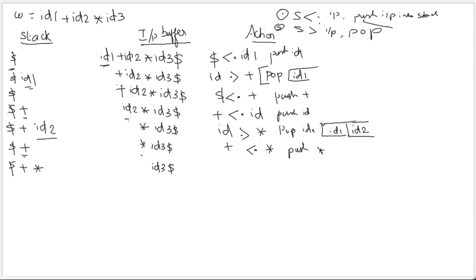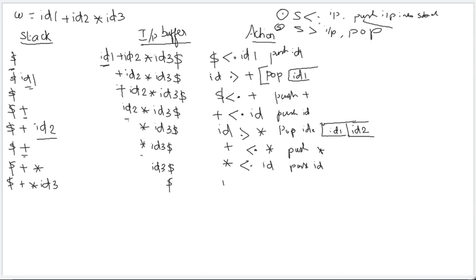So now the relationship we have to check is for the pair of star and ID. Star is having, as per the table, lesser precedence over ID. So what we have to do? Push the element into the stack. Push the ID into the stack. So the stack becomes dollar plus star ID3 and this becomes dollar.